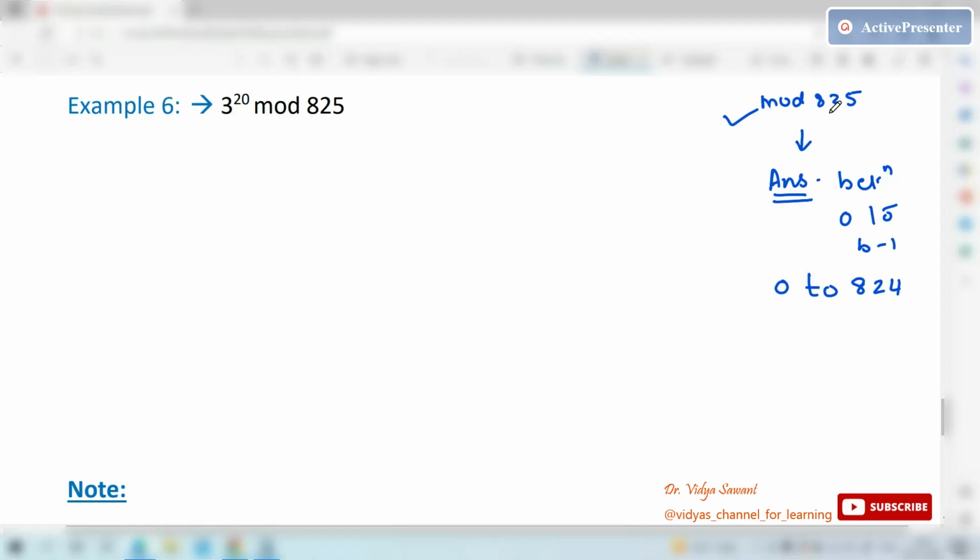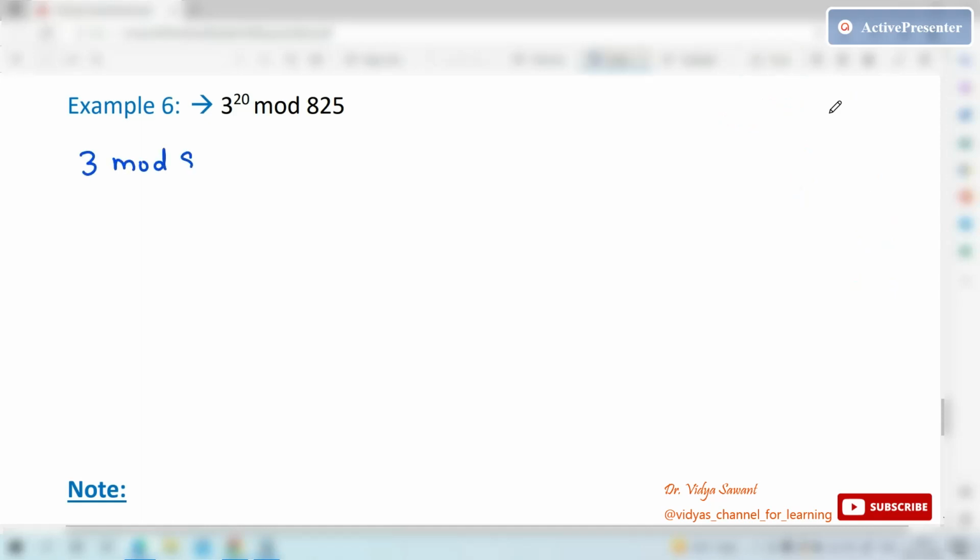So modulus arithmetic ensures that your number is always within a finite set of numbers. In order to bring any large number to smaller numbers, you use modular arithmetic and convert it to the range that you expect. So let us see how to solve this question now. My first step would be 3 mod 825. So how do we solve this?